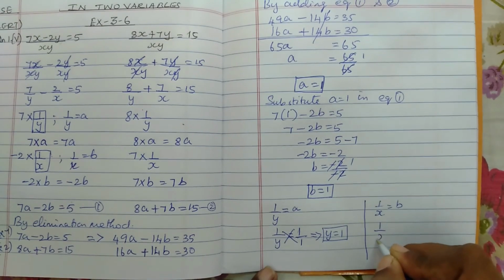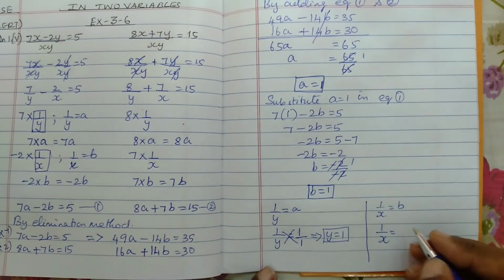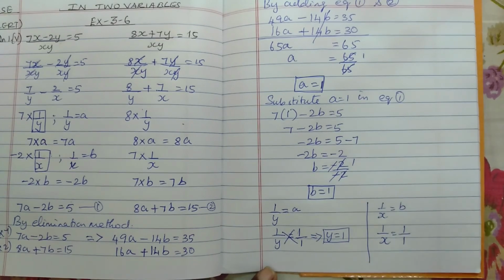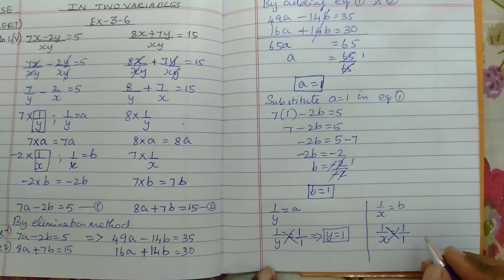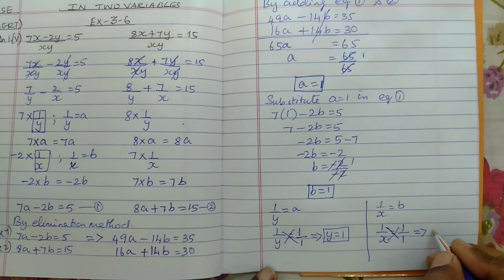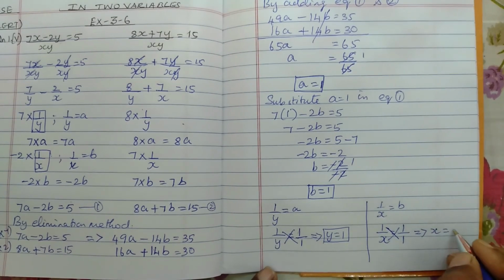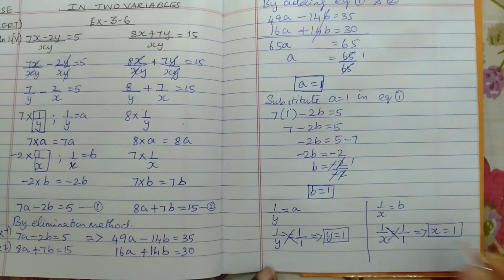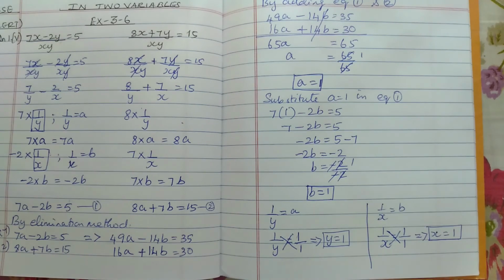So if 1 by x is b, then what is b? b is 1. So let's write it as 1 by 1. Now when you cross multiply, this will give us x into 1 is x is equal to 1 into 1 is 1. So our value for x is 1. So we are done with the fifth part of the first question.